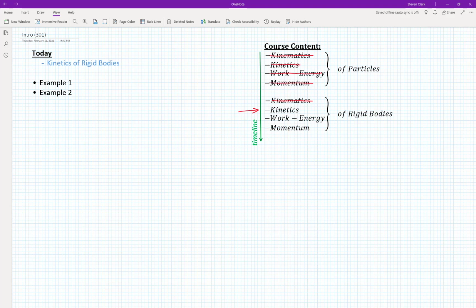Today we will focus on kinetics of rigid bodies. And I believe that today is the last discussion we will talk about this topic. So basically today we are closing this chapter. And the plan for today is the following two examples. Without further ado, let's dive straight into our discussion.